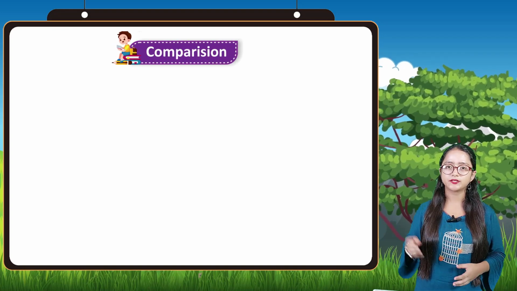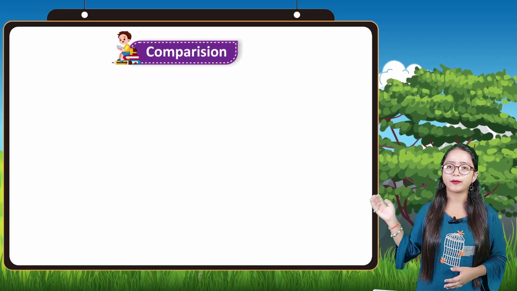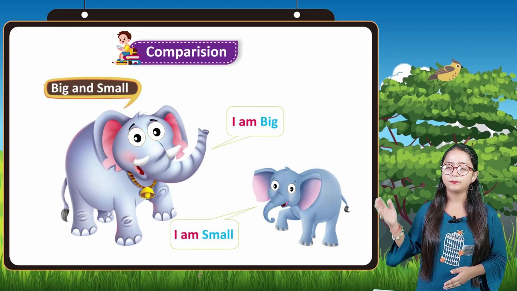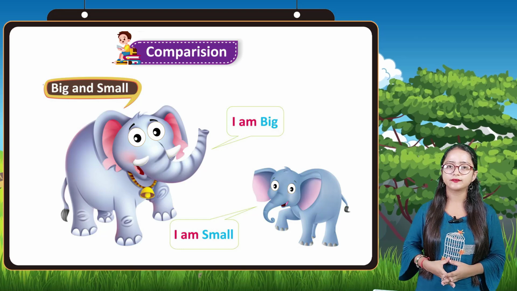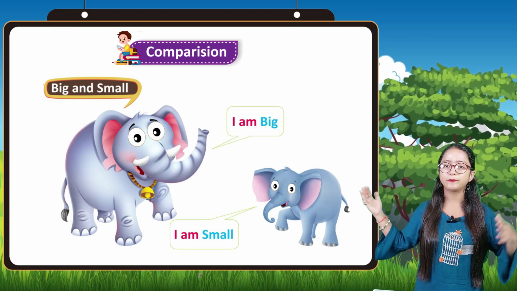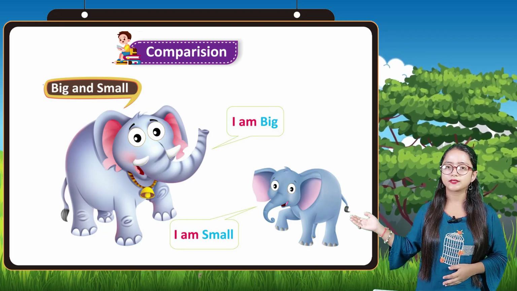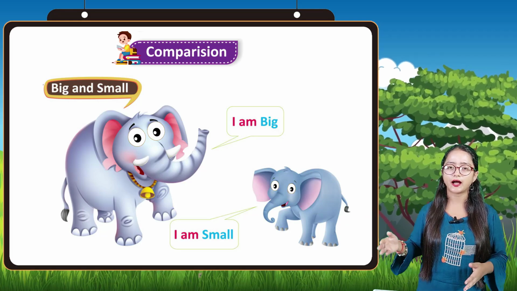So turn the page and the topic is comparison. Big and small. Here you can see the big elephant. It is saying, I am big. Here you can see the small elephant. It is saying, I am small.